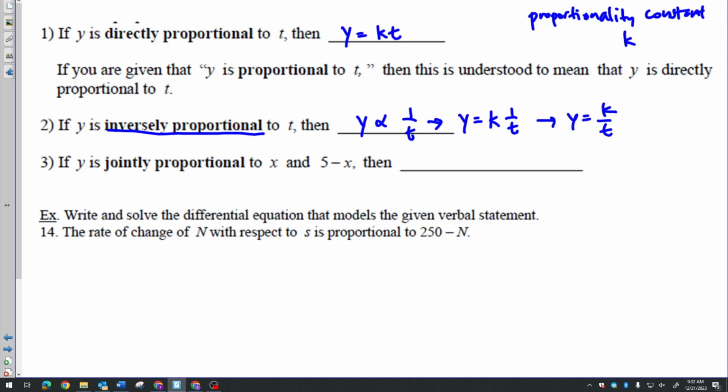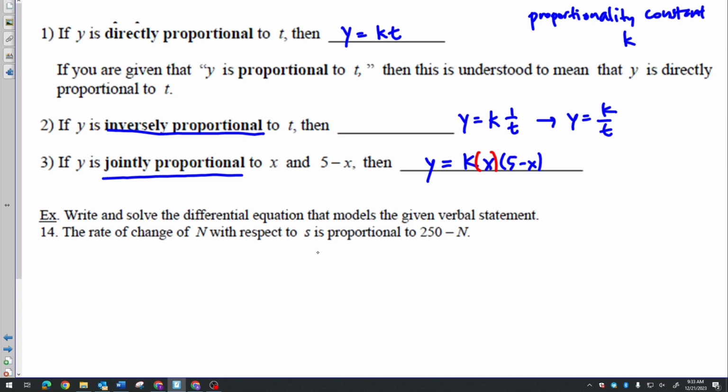All right, so that's inversely proportional. And then if you want to write an equation where y is jointly proportional to two expressions, then that's going to be y equals k, and it's directly proportional to both of these in a sense. So that would be x times 5 minus x.